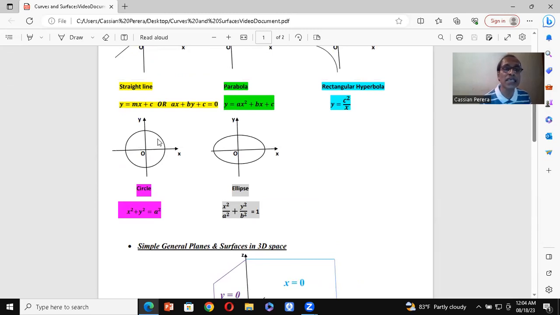Okay. Now, next one is a circle. In 2D plane, the equation of a simple circle is x squared plus y squared equals a squared. Center is at origin O and radius is a.